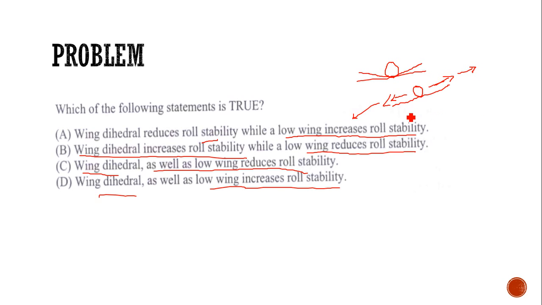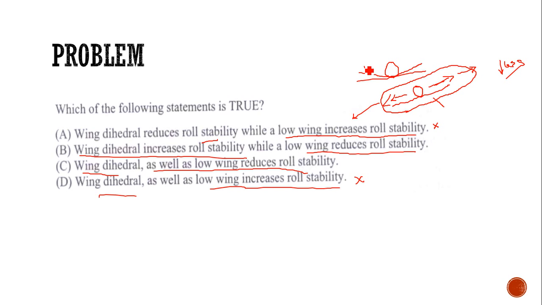So in this configuration the roll stability will be less. Roll stability is less for the low wing configuration. So here, "low wing increases roll stability" is wrong. Sorry, yes, this is wrong. And here also, "low wing increases roll stability" is also wrong.